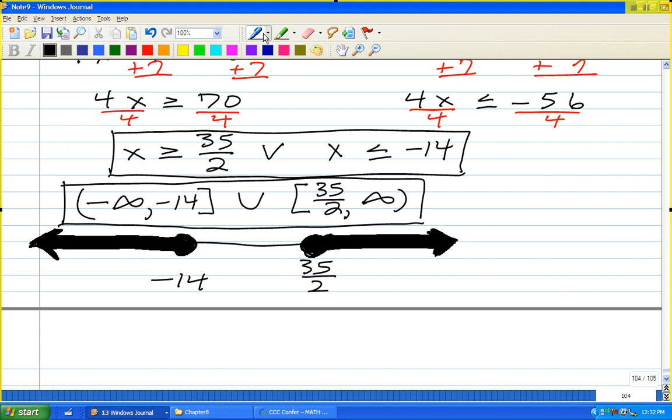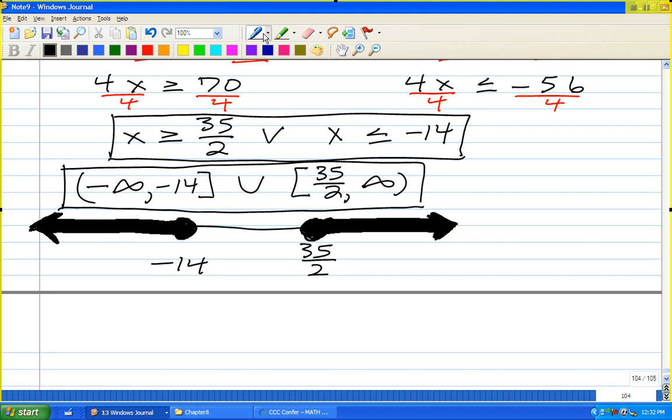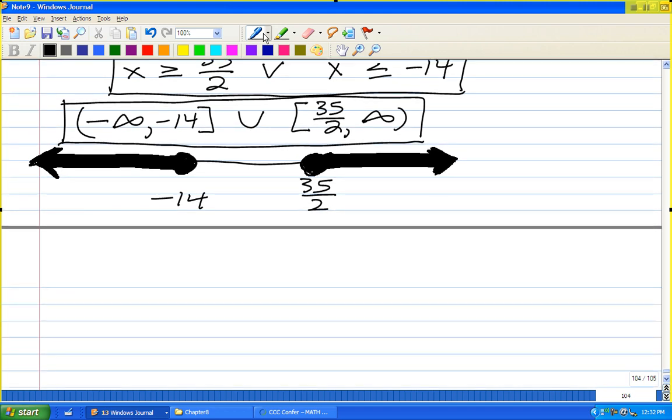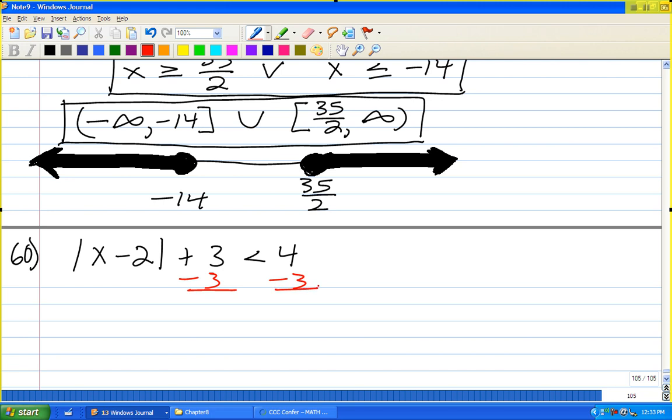Let me do problem number 60. X minus 2 in absolute value plus 3 is less than 4. Let me subtract 3 from both sides of my inequality. And so x minus 2 in absolute value is less than 1.